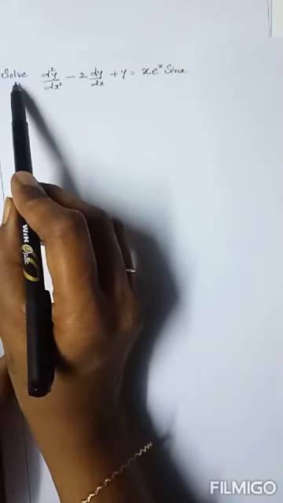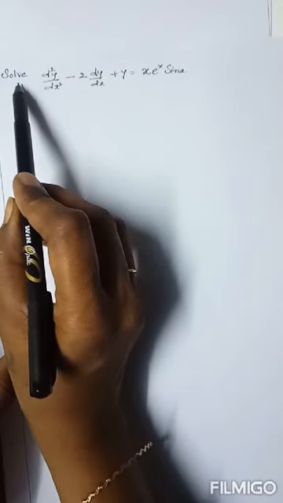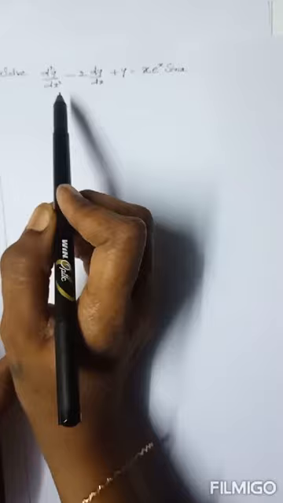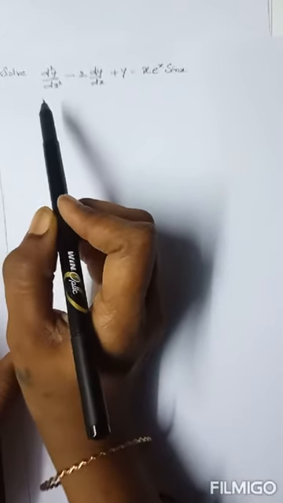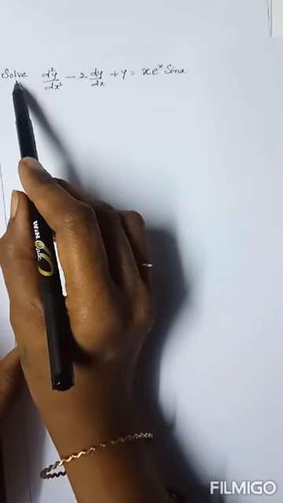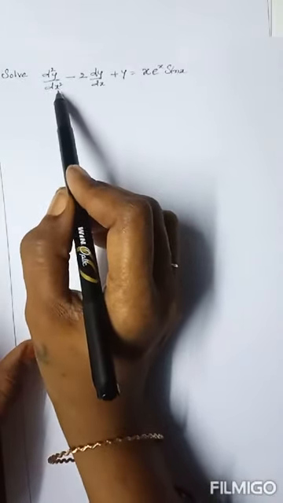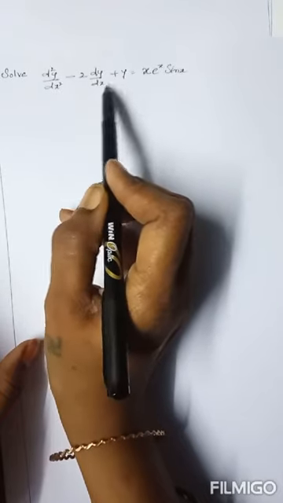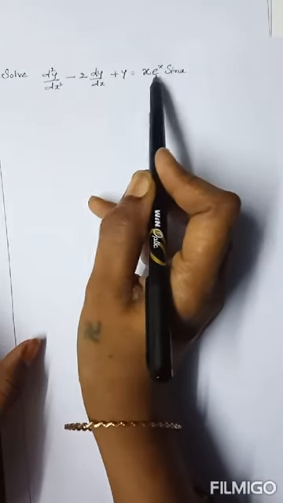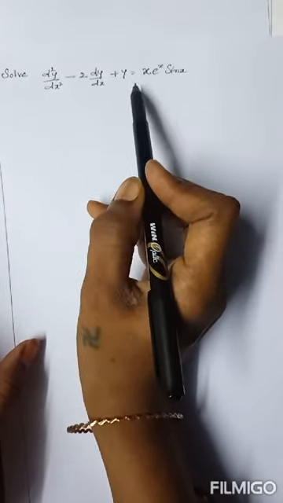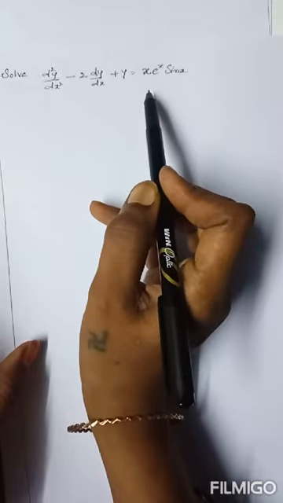Today I am going to start problems on linear higher order differential equations with constant coefficients, in which the problem is: solve d square y by dx square minus 2 dy by dx plus y equals to x e power x sin x. This is a most important question for external exam.